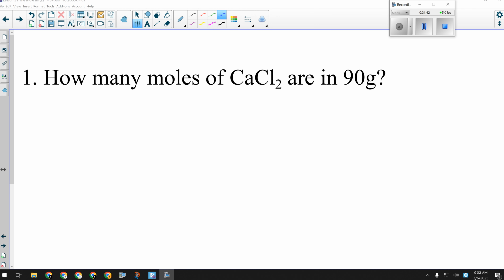Anytime you're doing problem solving, the first thing you want to do is what we call writing out your givens. Write out the things the question tells you. In this question, they're asking how many moles. So I'm being asked to calculate number of moles, which is which letter in that equation? N. Yeah. Number of moles is N.